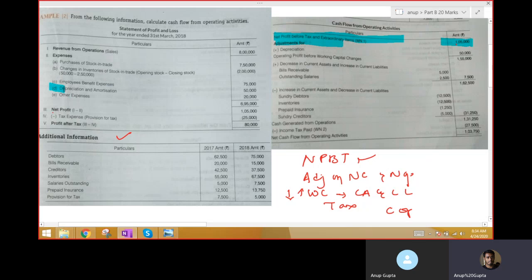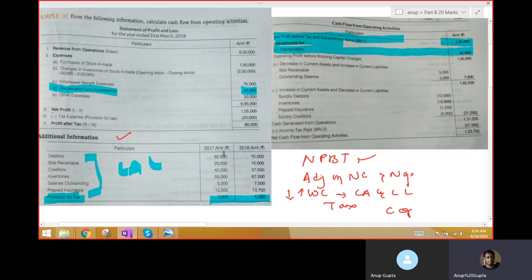Depreciation is non-cash, so we will add depreciation here. Other expenses is also operating. Tax, fine, tax we have done. Everything else is current asset and current liability, except this one, I will tell you later on what to do with this item. So nothing else is there, so you add 1,05,000 and 50, you get operating profit before working capital changes.